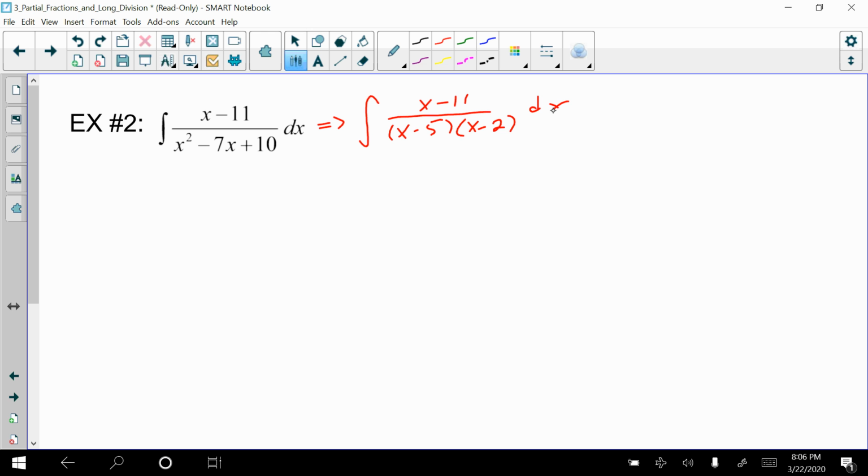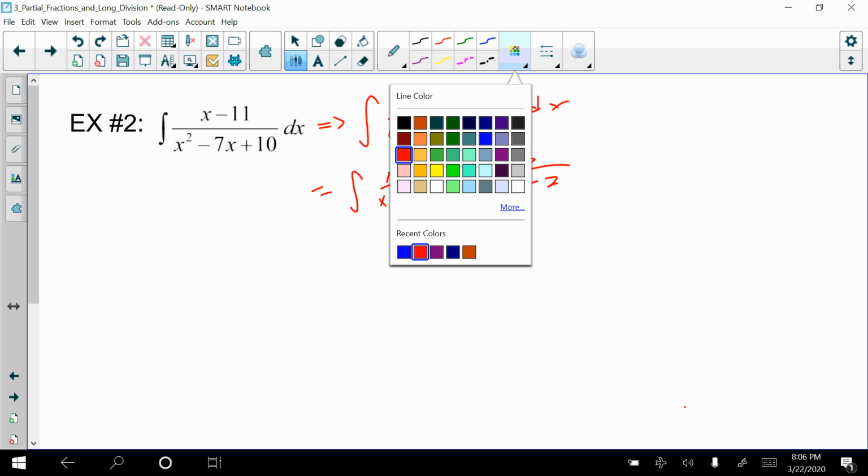Okay, so now this is where we're going to break it up into two separate fractions. Here I'll say the indefinite integral of a over the first factor, x minus 5, plus b over the second factor, x minus 2. And we're going to repeat the process that we did in the last two examples and see what we get.